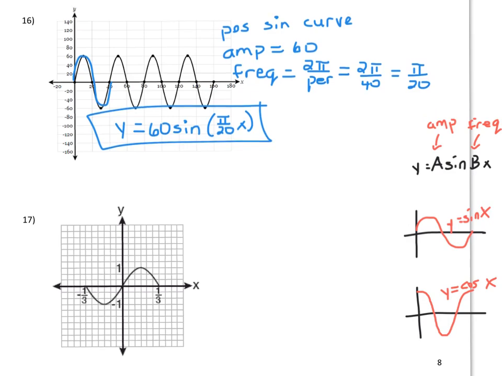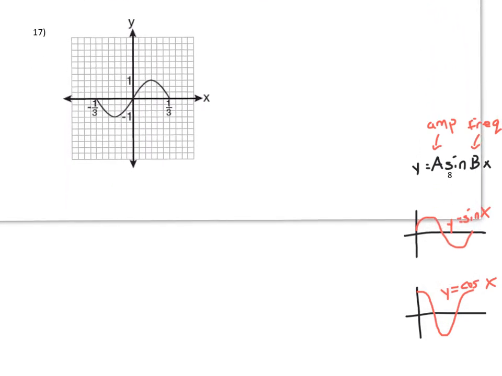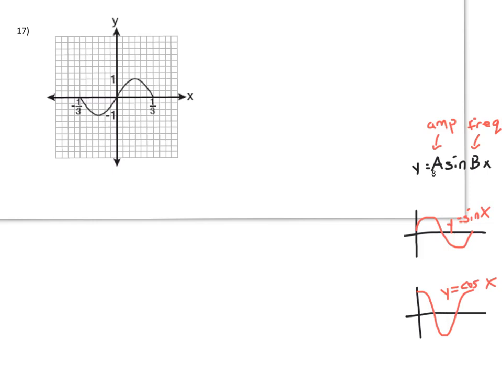Okay, and then the last one, number 17, let me slide that up. All right, let's do the same thing. Now, here, we're actually going to the left of the y-axis, but that's okay. I'm just going to look at what's happening as we go to the right. So we're starting off at the height of the midline, and then we're going up. So isn't that what happens with our sine curve? So this is a positive sine curve. Okay, now let's see the amplitude. Well, the amplitude, it goes up to positive 1, so the amplitude is 1.